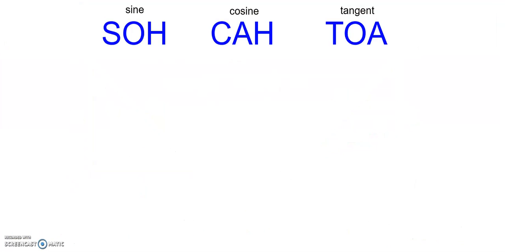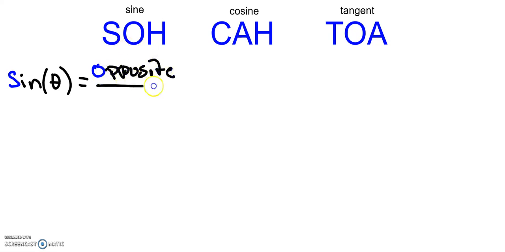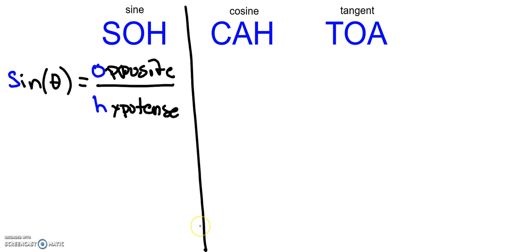Okay, so what are these ratios and what do they look like? This is what you have to have memorized: SOHCAHTOA. This little thing teaches you exactly how to do the trig ratios. The first one we start with is SO, which stands for sine. So sine of theta is equal to O, which stands for opposite, divided by H, which stands for hypotenuse. So sine theta is equal to opposite over hypotenuse.